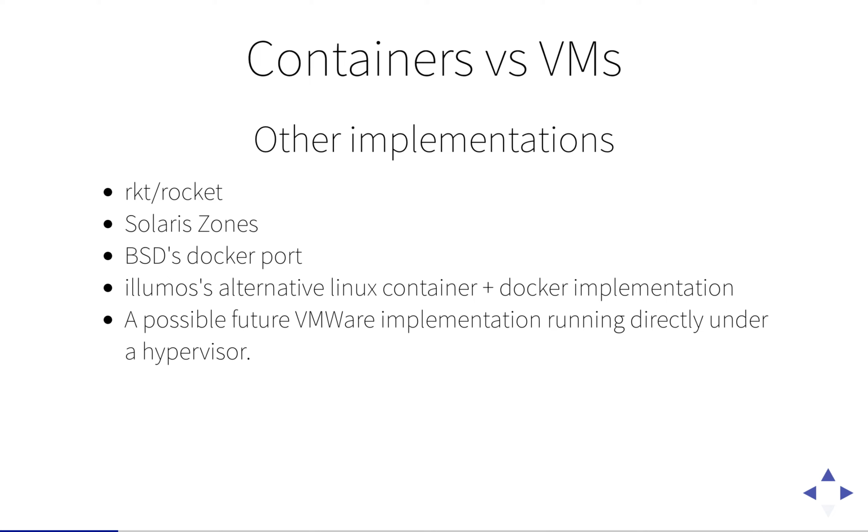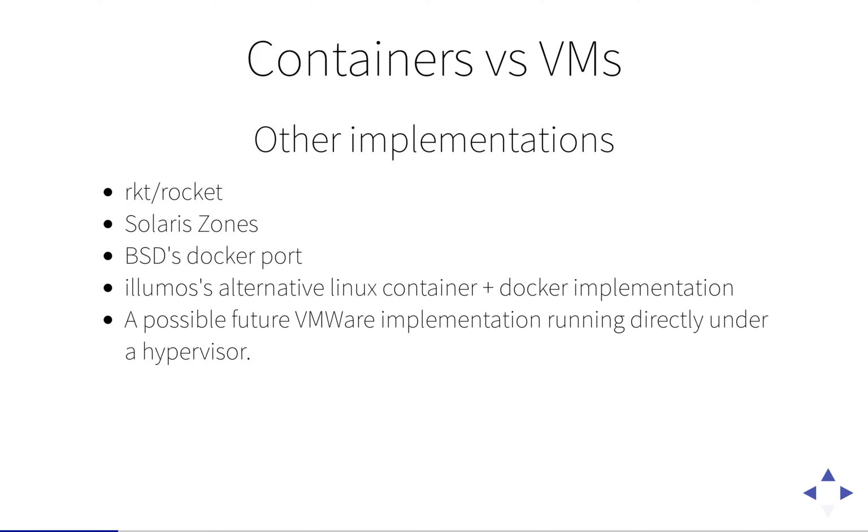So there are alternative implementations. One that you may have heard of is RKT or Rocket. This has been done by the CoreOS guys, and their primary focus is on improving Docker security with their own alternative implementation. In general, their things are compatible, and Docker is picking up things as it can from their improved security standpoint.